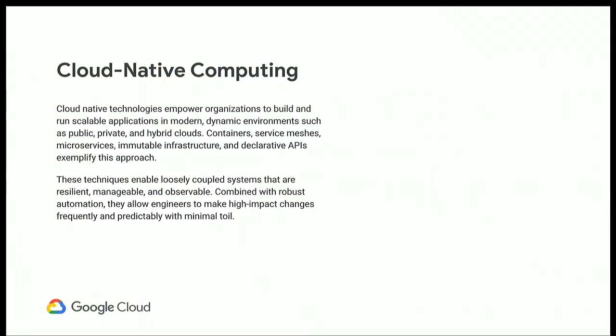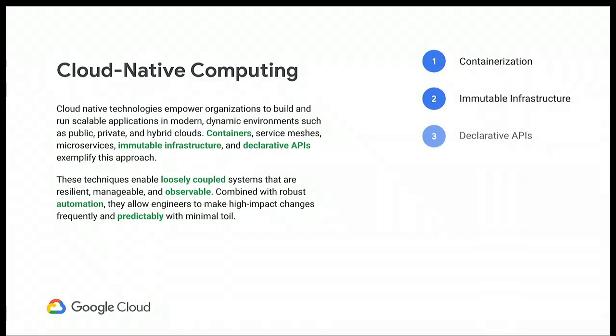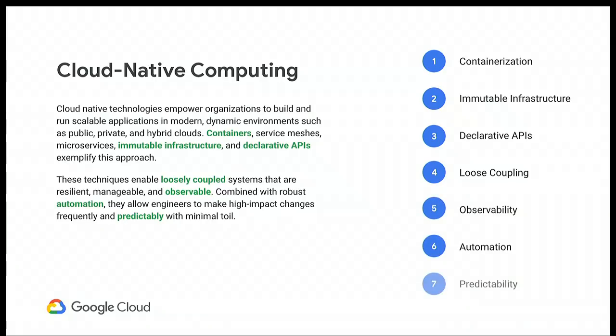So we're going to talk about cloud-native computing. What's cloud-native computing? It's all of these words. Let's highlight some of the ones that are most interesting. So cloud-native computing is an approach to computing that prioritizes things like containerization, immutable infrastructure, declarative APIs, loose coupling, and this allows you to have principles like observability, automation, and really good predictability. These are the characteristics that are embedded in modern infrastructure and are particularly exemplified by Kubernetes.